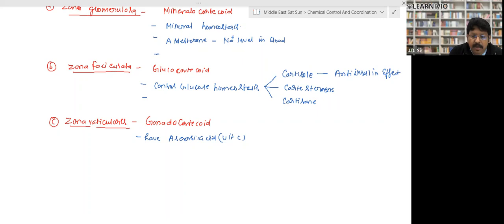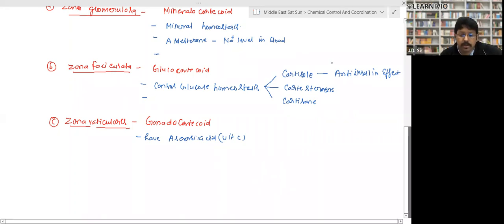It is immunosuppressive. It suppresses antibodies. That's why it is given during the treatment of allergy.